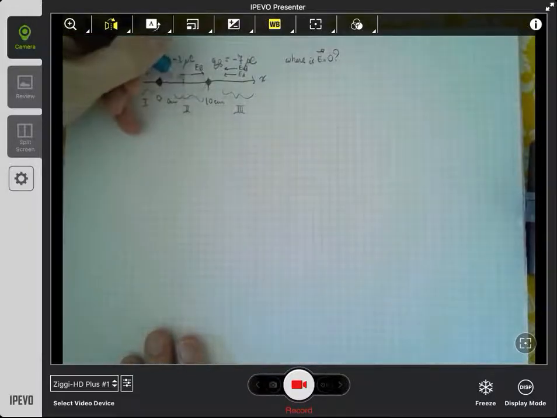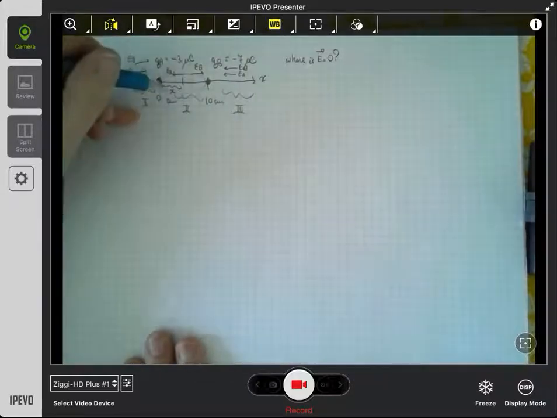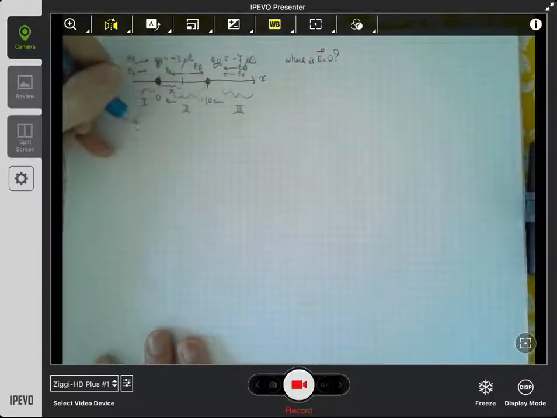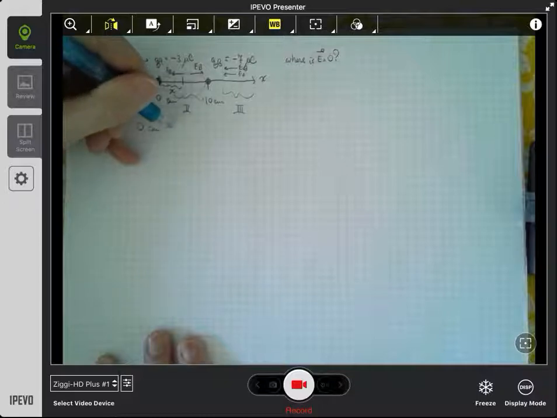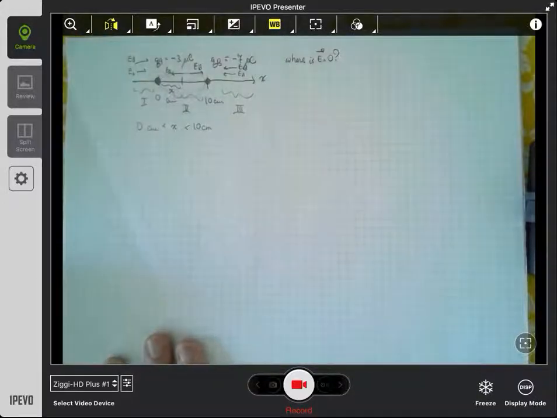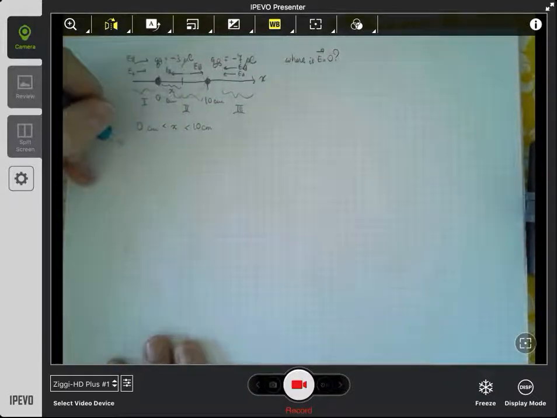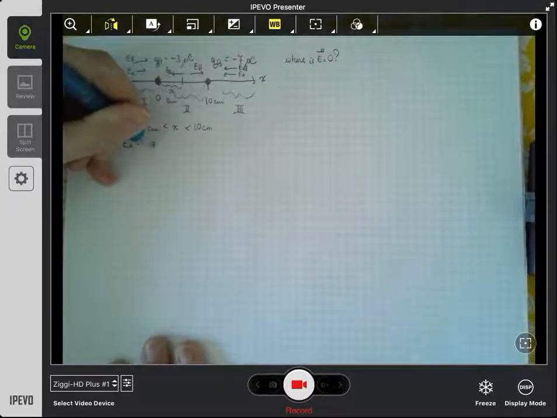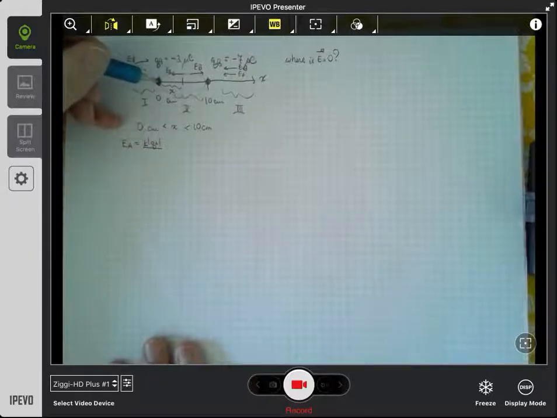I'm going to say it's at some distance x from 0, where x is somewhere between 0 and 10 centimeters. So 0 centimeters is less than or equal to x, which is less than or equal to 10 centimeters. And then I want to write my electric fields in terms of that distance x. So the electric field due to A is kQA over the distance between A and the point where E is equal to 0.